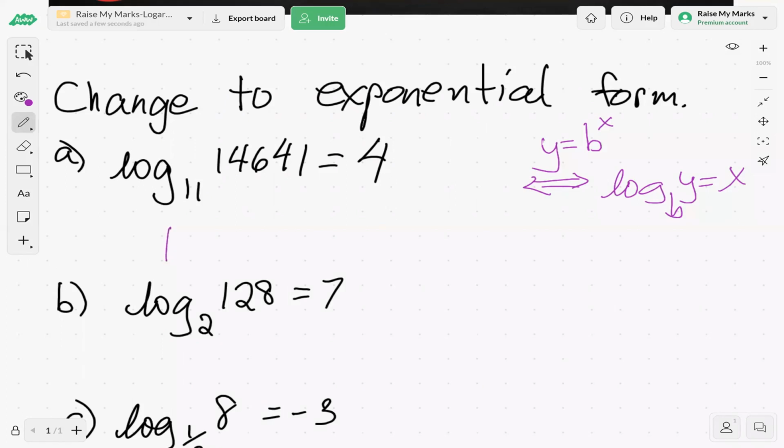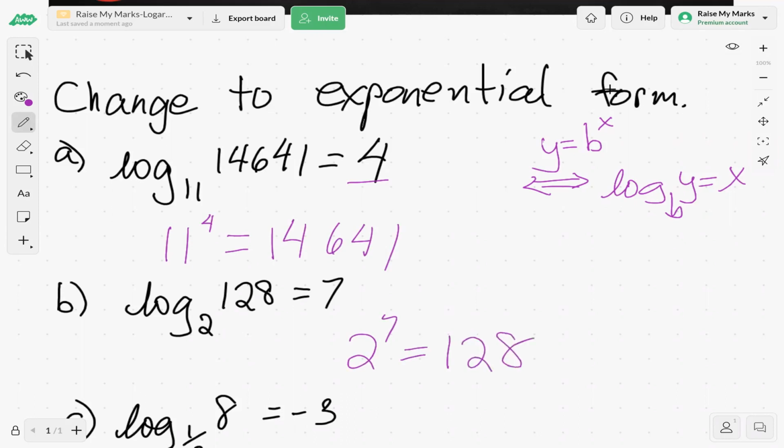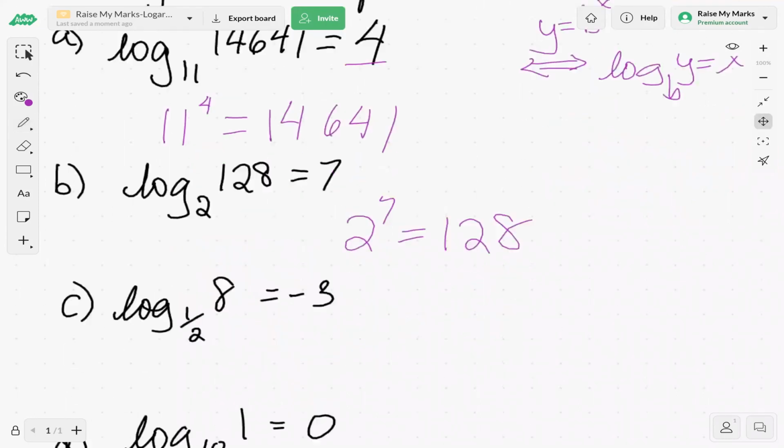So our base is 11. Our exponent is 4, and 11 to the power 4 equals 14,641. That's a big number. All right, next one. Our base is 2. Our exponent is 7, and this equals 128. So 2 to the power 7 equals 128.